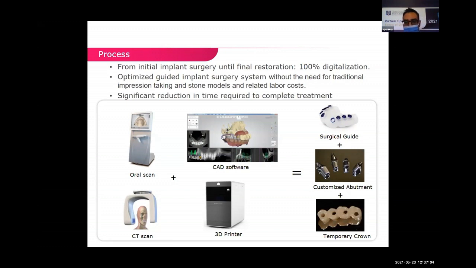And what are the things that are produced for us? There are different materials, from the surgical guide to customized abutments or the final temporary crowns, which are usually made from PMMA resins.